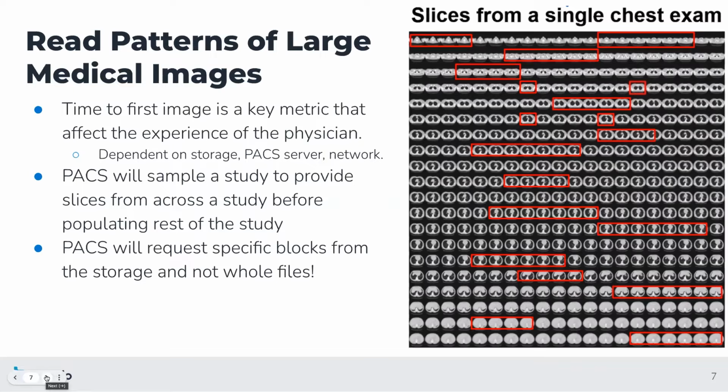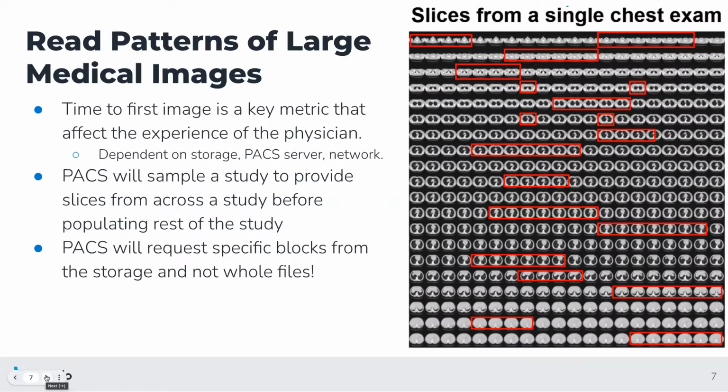And so what we have in the red boxes here is a representation of how a PACS system might pull up images. They'll pull up the first few slices, and then they'll get random images from the rest of the study in order to present some of the images to the end user so they can start looking. By the time they scroll all the way to the end and start scrolling back, the hope is that the images have been processed.